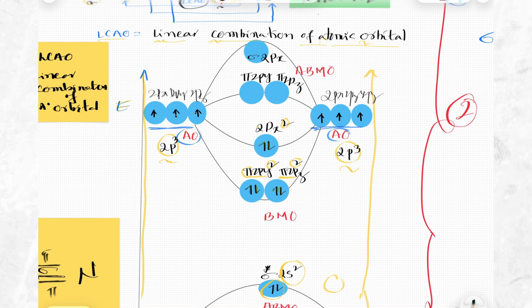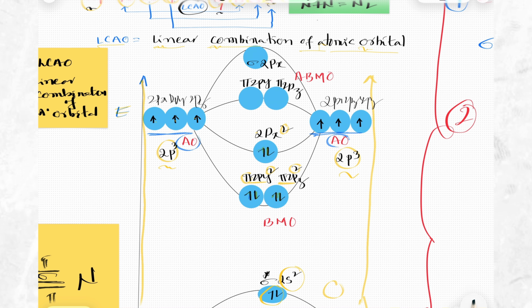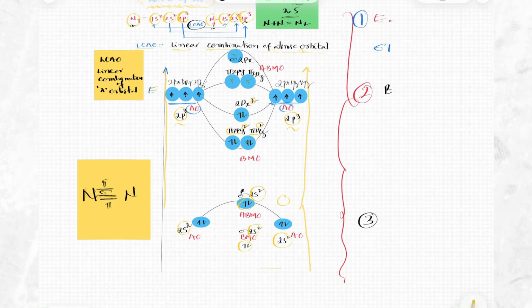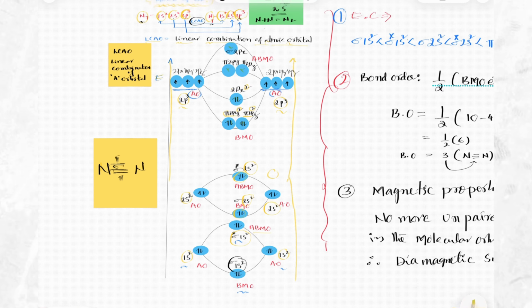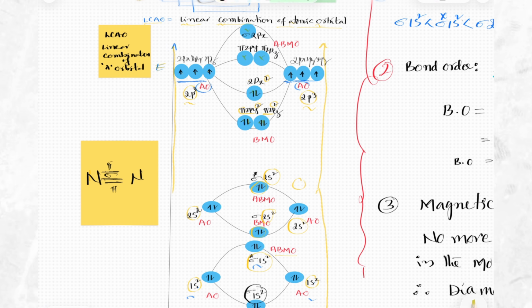Clear? Up to here 6 electrons are completed: 1, 2, 3, 4, 5, 6. So all electrons are completed. Nothing is there in this, so leave it as it is, empty. Clear? So this is our MO diagram of nitrogen.